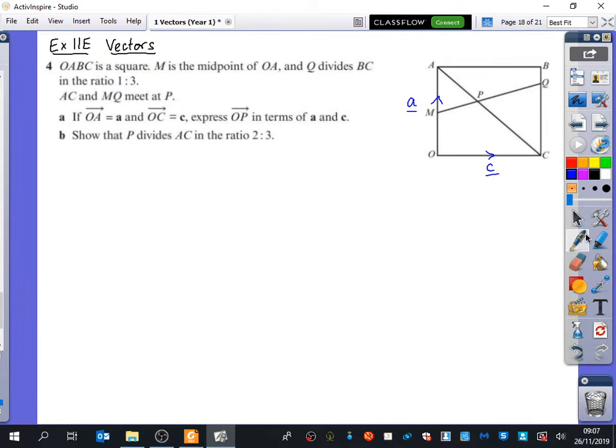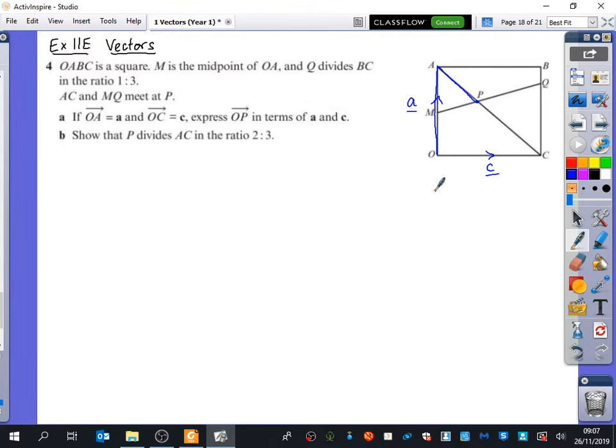So we're going to be trying to see how we get to OP. Now, what was the strategy that we used in these previous questions? Good. You're going to find two different routes to get to the point P. So which two routes did you use, Ishrak? You did O to A and then A to P. That's one of the routes that we can do.